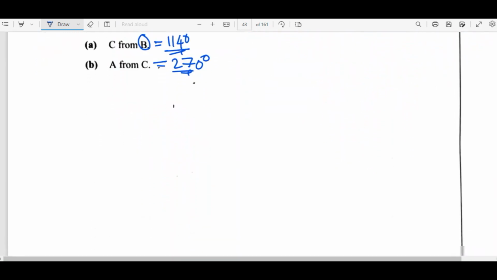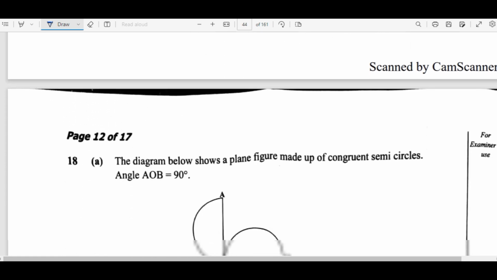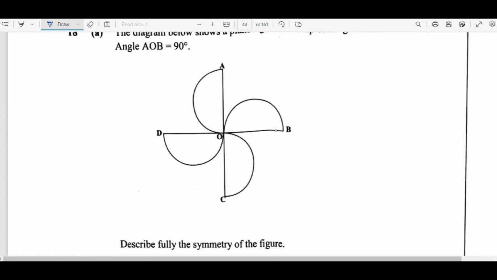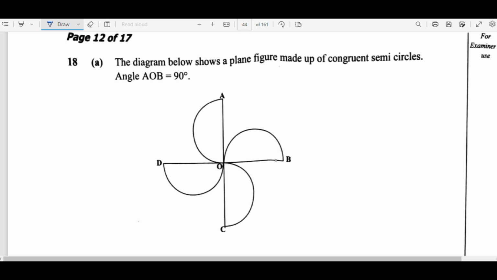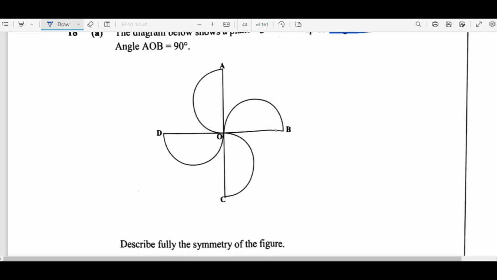We move on to question 18. So question 18a, the diagram below shows a plane figure made up of congruent semicircles. Congruent means they have the same length as well as the same angles if we are given angles. Now if they are the same length, we can say the shapes are the same and the sizes are also the same. Now let's look at the question.